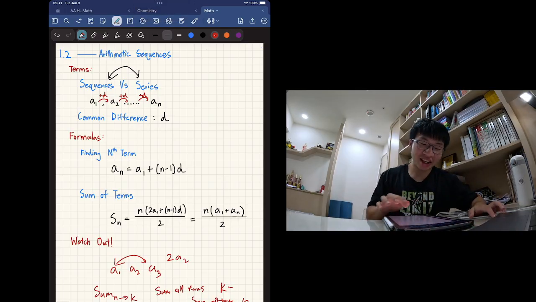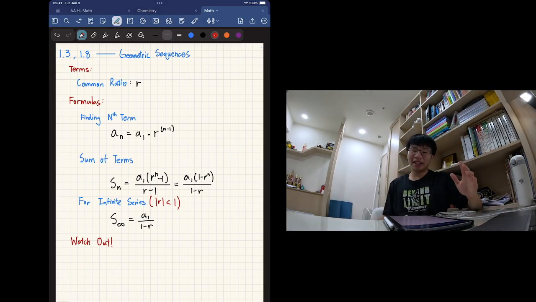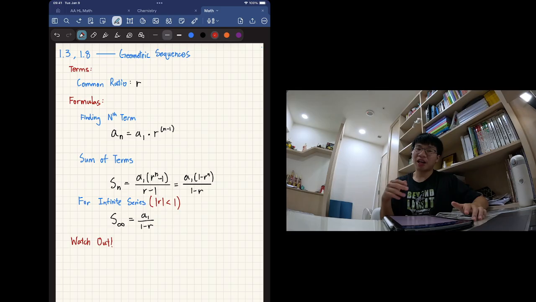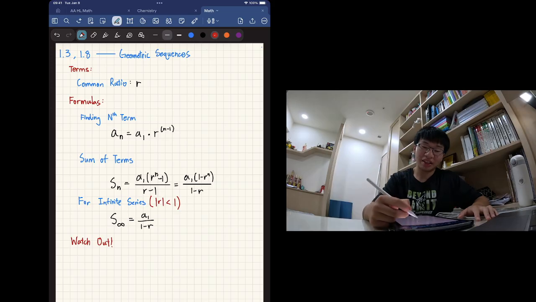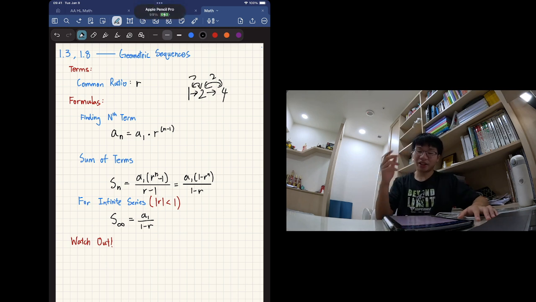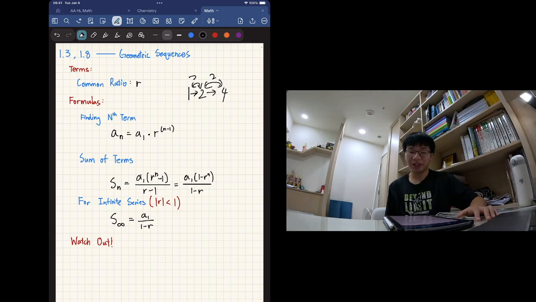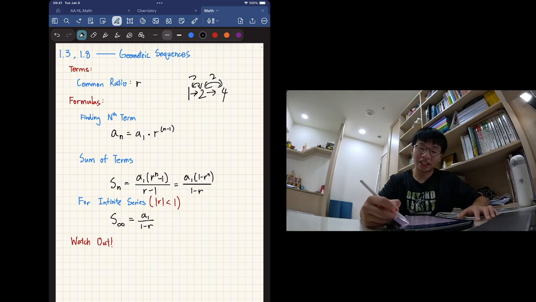Just saying. Geometric sequences are a really similar idea, except instead of a common difference there's a common ratio. How does this work? Maybe you have 1 and then 2 and then 4. All of these have a common ratio of 2. When you're finding the nth term, you want to use an equals a1 times r to the n minus 1, which is basically how many times you're multiplying by the common ratio.